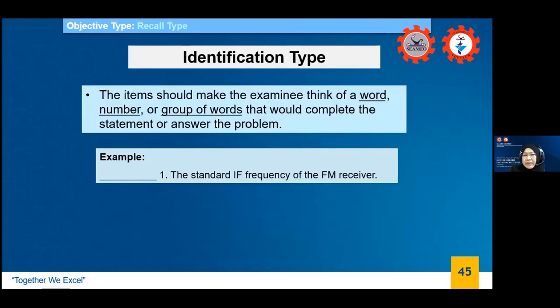Identification. What is identification? The items should make the examinee think of a word, a number, or group of words that would complete the statement or answer the problem. Okay? So for example, this is how you will write it. Blank, number: the standard IF frequency of the FM receiver. What is that one? So you have to write here. Okay, so when you do identification, always write in this format.